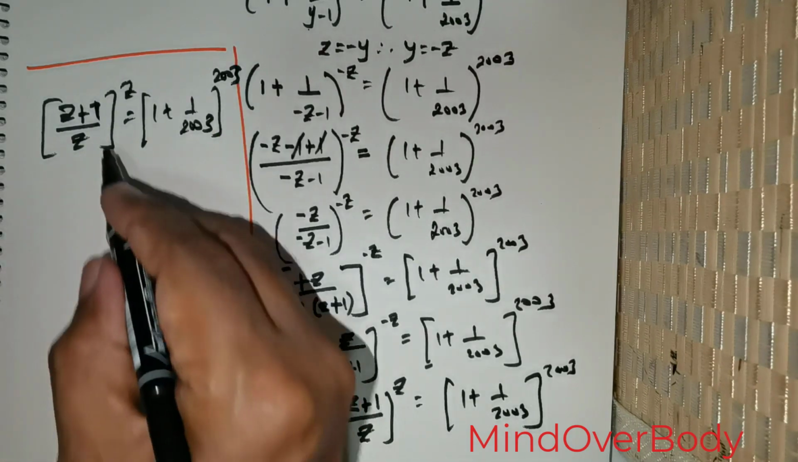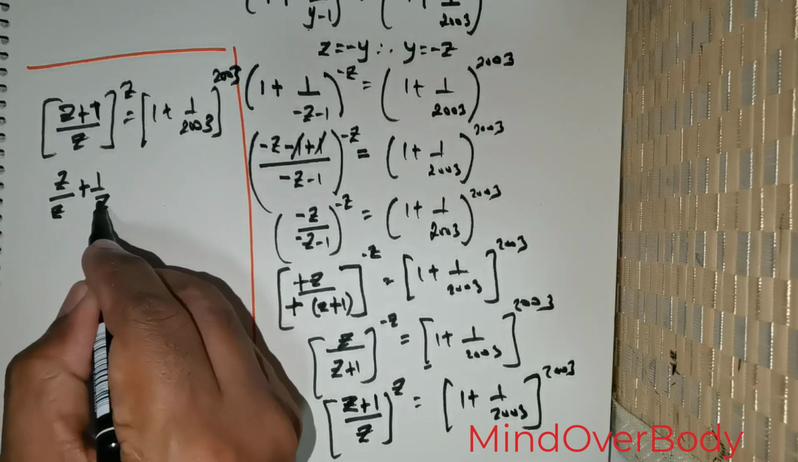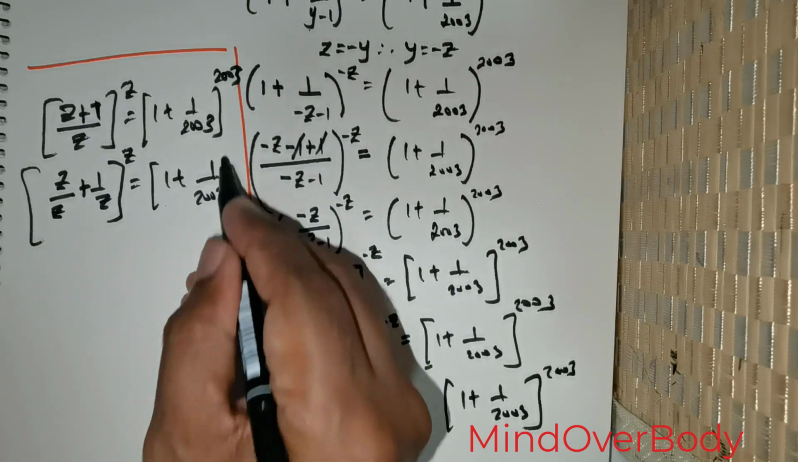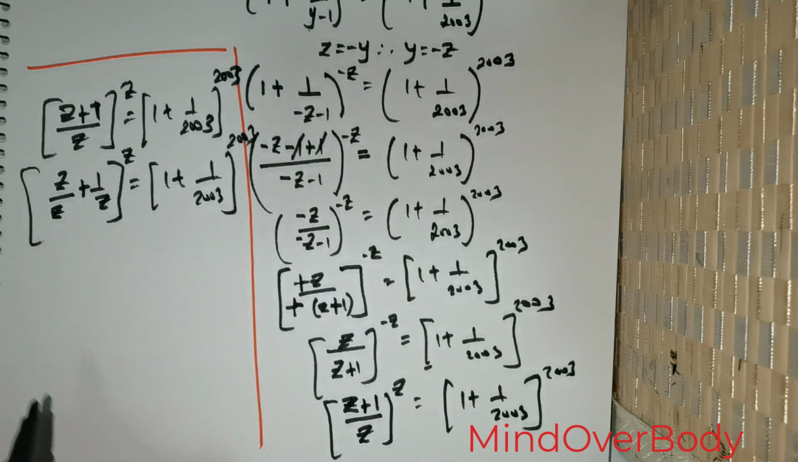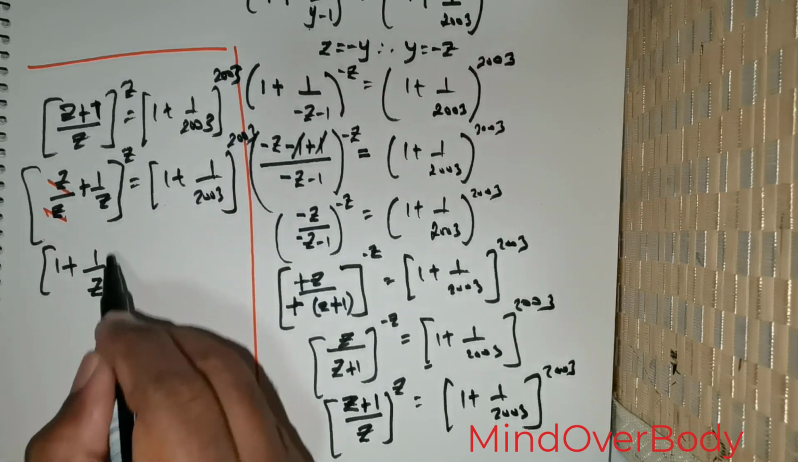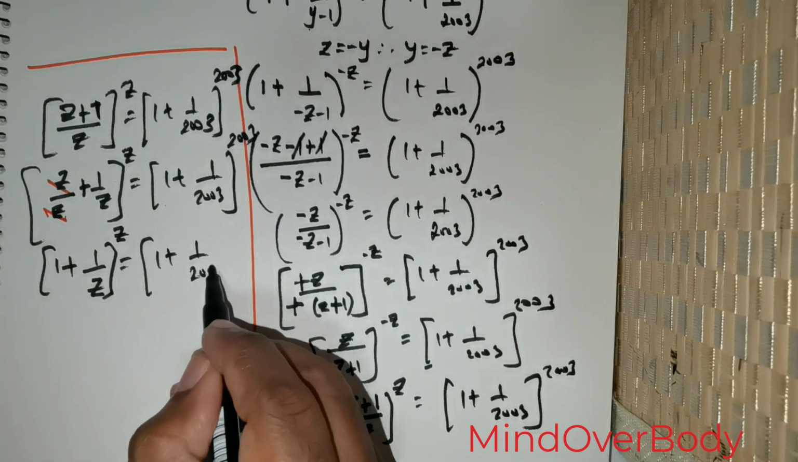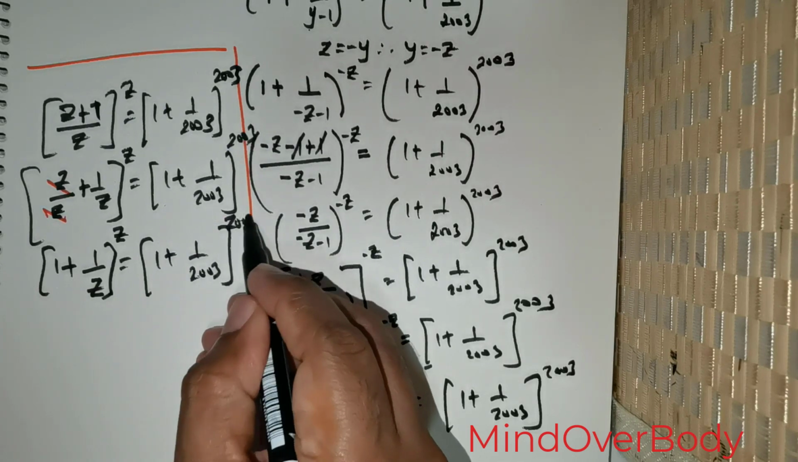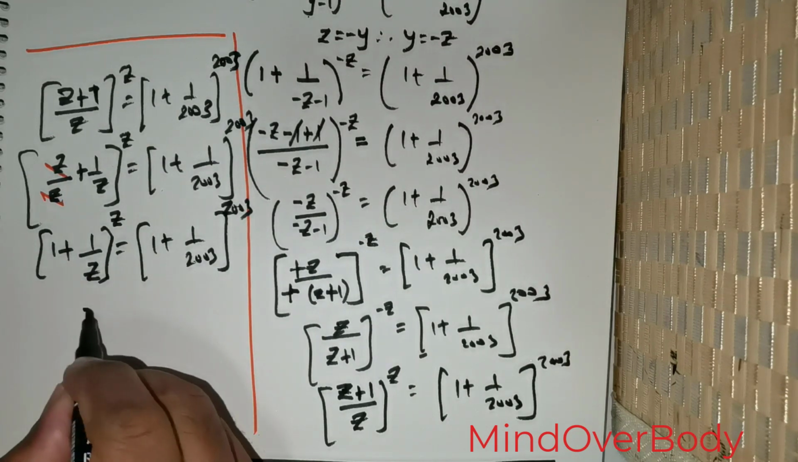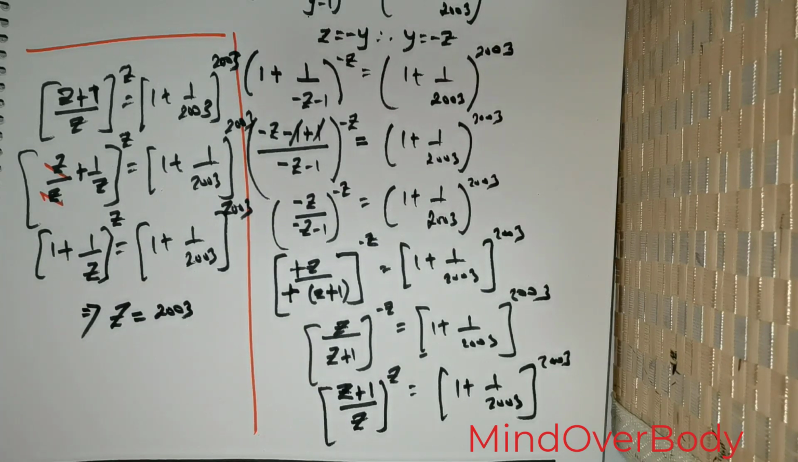Now this is a very important part. This can be rewritten as (z divided by z, plus 1 over z) raised to the power of z, equal to (1 + 1/2003) raised to the power of 2003. Now z and z can be cancelled, giving me (1 + 1/z) raised to the power of z, equal to (1 + 1/2003) raised to the power of 2003. Now clearly you can see the left hand side is equal to the right hand side, and equating, we can see that z is equal to 2003.